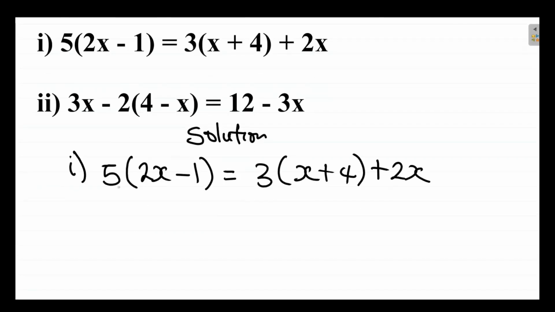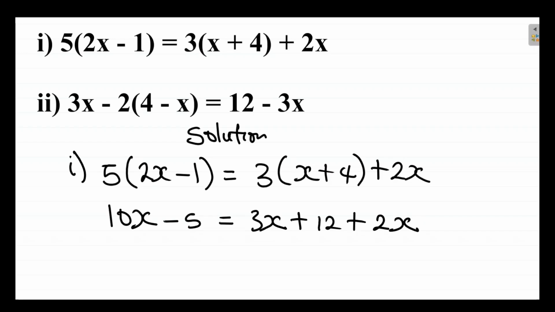First, we will use our constant term 5 to open up the bracket in the left hand side. So we have that 5 times 2x is 10x. 5 times minus 1 is minus 5. Also, we open up the bracket in our right hand side. So we have that 3 times x is 3x. 3 times 4 is 12 plus 2x. At this point, we have 10x, 3x, and 2x.